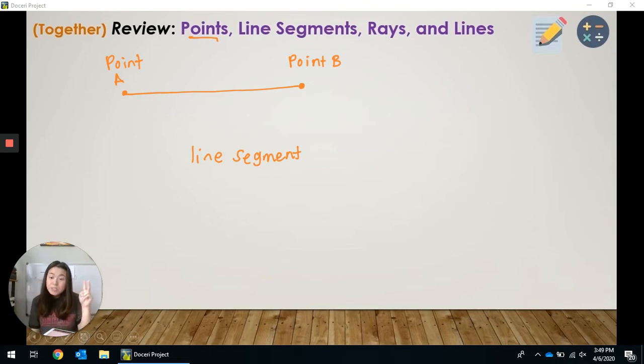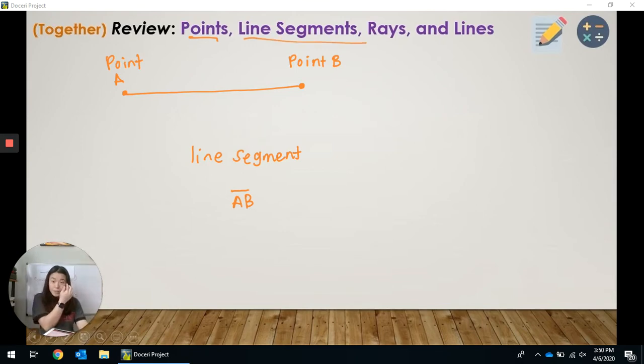And the symbol, the special way we write line segment, is writing the names of the 2 points, so A, B. And even though there's 2 points on each side, we're just going to draw a line on top. This little symbol right here stands for line segment. So we got that part.